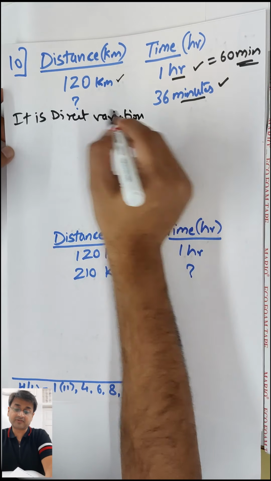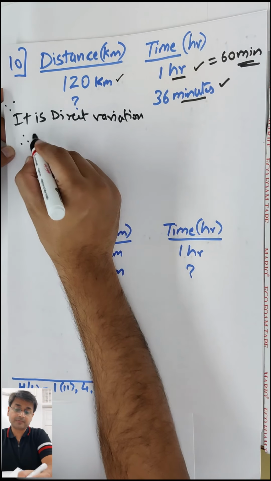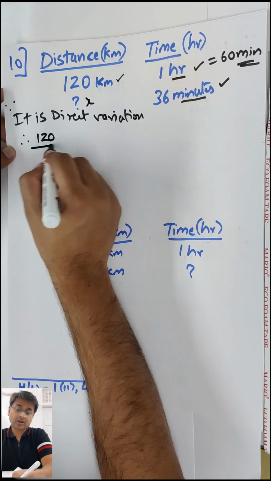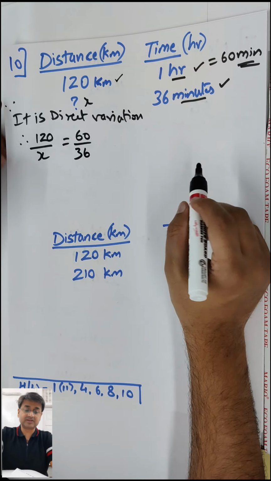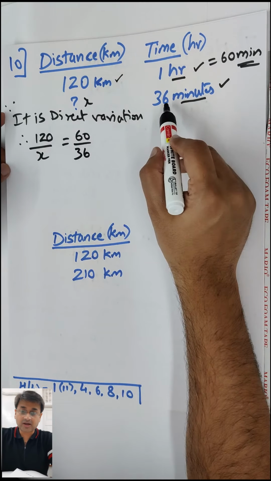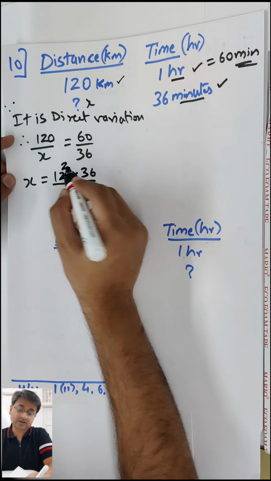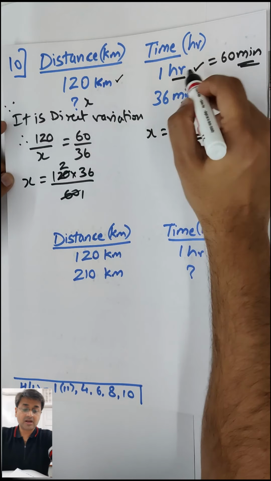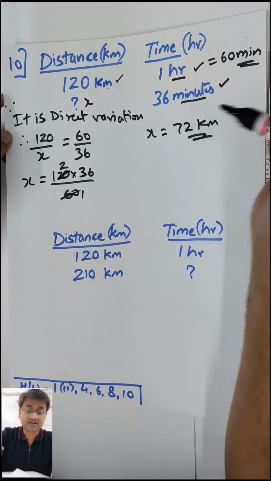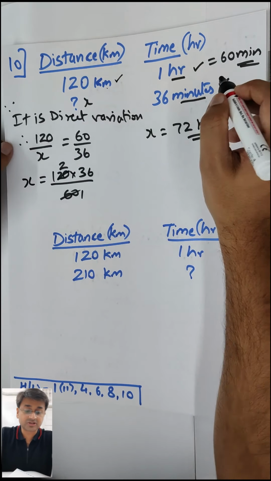Since it is direct variation, therefore 120 upon x equals 60 upon 36. This also you could have converted 36 by 60 into hours, or this, whichever is fine, absolutely. So x is 120 into 36 by 60. 1s are, 2s are. So x will be 72 kilometers. See, less the time, less is the distance. 120 has come down to 72.